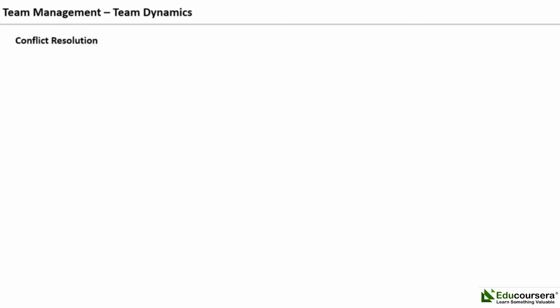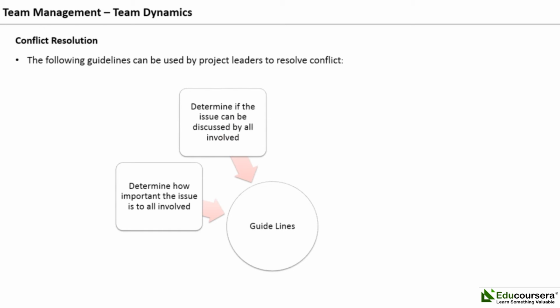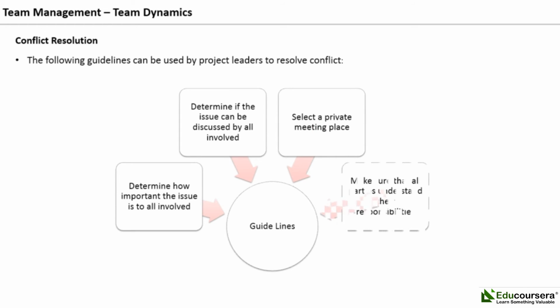Conflict resolution. The following guidelines can be used by project leaders to resolve conflict. Determine how important the issue is to all involved. Determine if the issue can be discussed by all involved. Select a private meeting place. Make sure that all parties understand their responsibilities. The parties must deal with both the problem and solution.